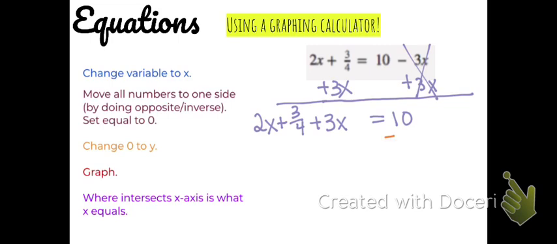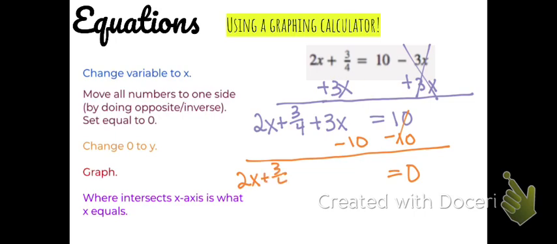Now I'm going to move that 10 by subtracting 10 from both sides. So now I have a 0 on one side, which is what I wanted, and then the 2x plus 3/4 plus 3x minus 10. It looks like a mess, but again, there's less room to make any sort of mathematical mistake, and I'm just going to enter this into my calculator after I change that 0 to a y.